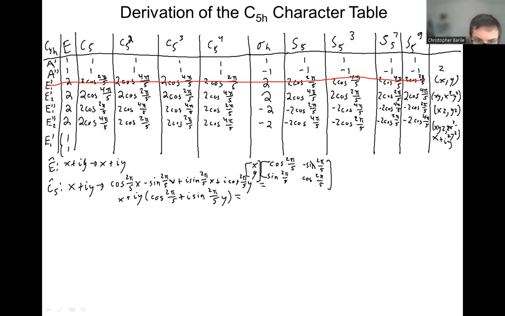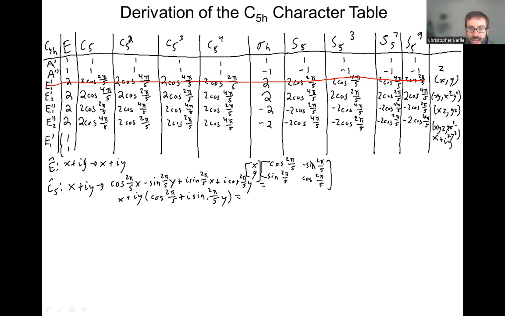Maybe it was supposed to be meant as a y, but I couldn't read my own handwriting, right? So it came from this row by column multiplication here. So this is the x term, this is the y term, row by column. So how do you get this? Anyway, cosine 2 pi over 5, let's check this. Cosine 2 pi over 5 times x gives us this term. How do we get the minus sine 2 pi over 5 y term?